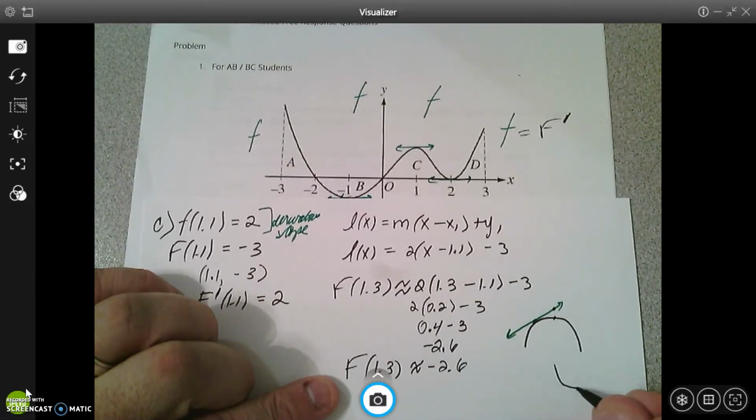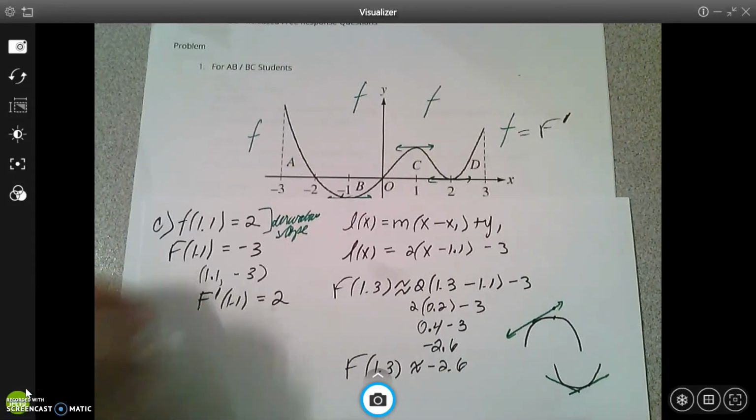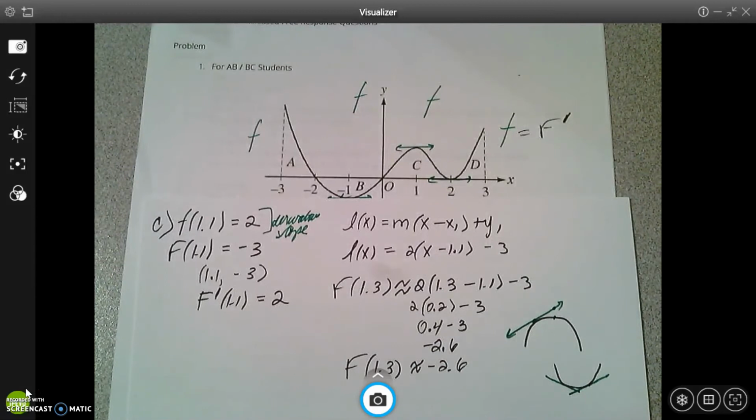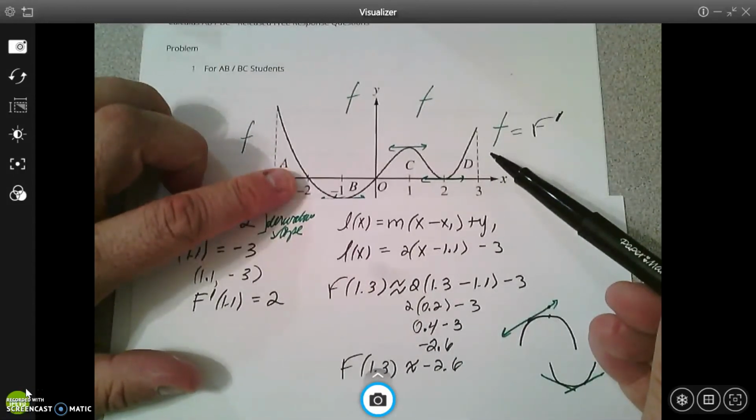Similarly, if my graph was concave up and I were to draw in a tangent line anywhere, any tangent line that you draw will be below the graph, therefore you're going to generate an underestimate. Well, let's see what's going on here. I don't have the graph of big F to refer to. What I have is the graph of little f.